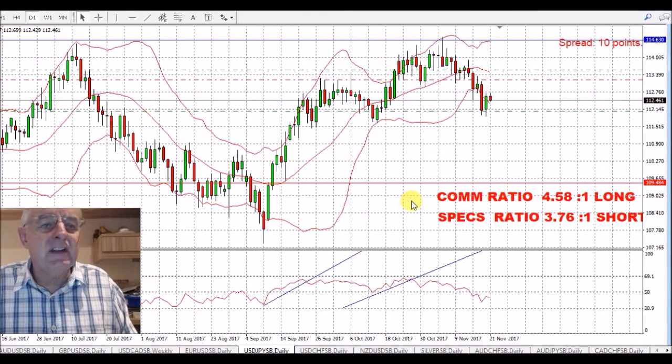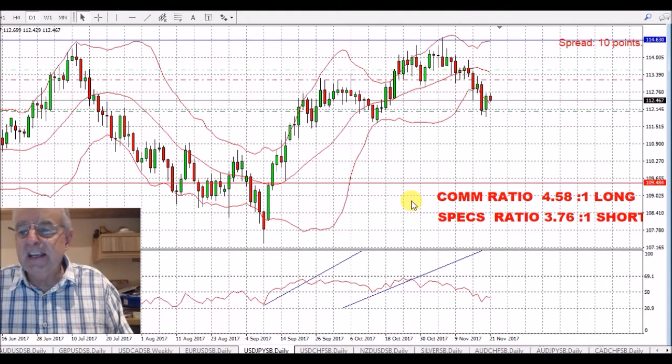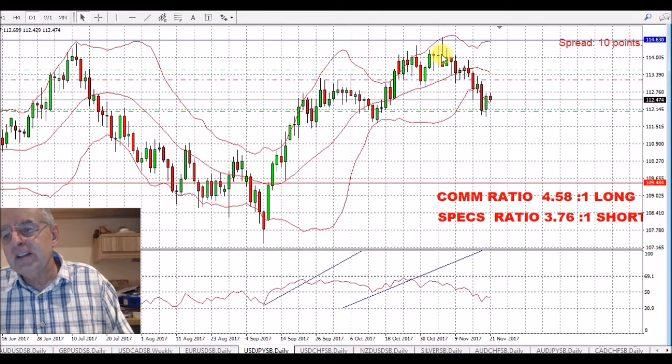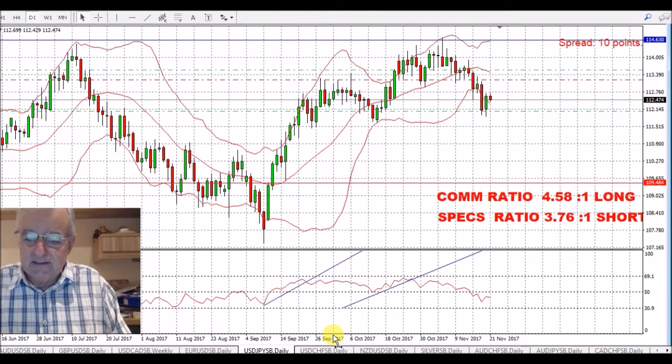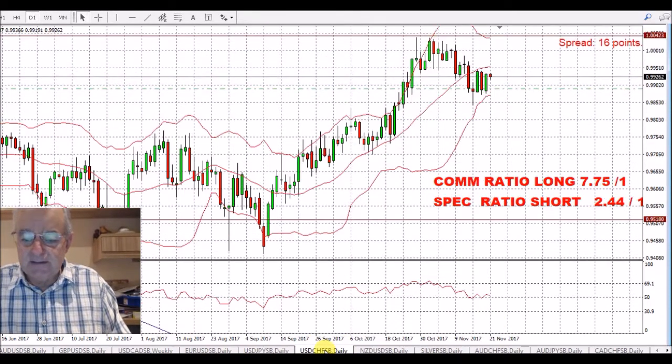Commercials ratio. This is the USD Japanese yen. We've got a fairly large long ratio for the Japanese yen of 4.58 to 1. We've seen a nice fall off in the price. We're coming down now onto a little bit of support. Hopefully over the next couple of days we'll see that break. We're well below the 50 on the RSI, and we'll see where we're going on that.